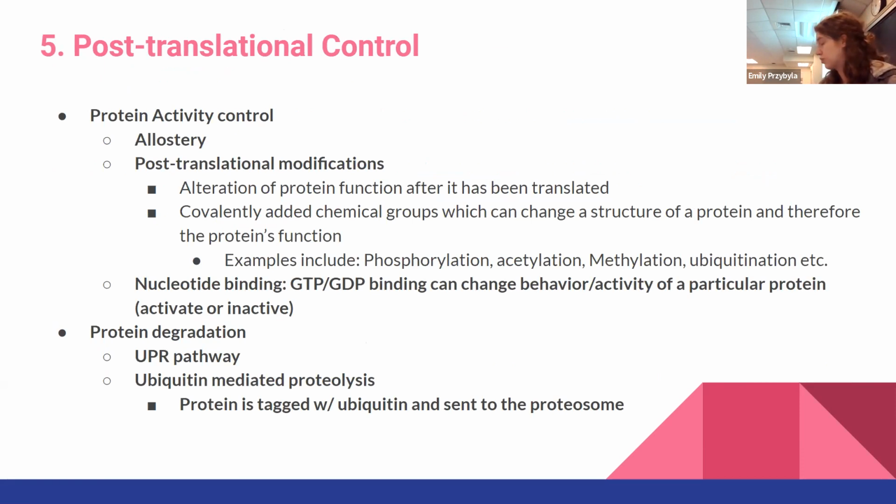And then we have some post-translational controls. So we have allostery, post-translational modifications, which are covalently adding or removing phosphates, acetyl groups, methyl groups. We can ubiquitinate, right, to have it degraded. And then nucleotide binding. So like we talk about GTP and GDP or ATP and ADP can change the behavior of certain proteins. Like GTP can activate and GDP can inactivate, like you saw in import and export. And then protein degradation, we have the UPR pathway and ubiquitin mediated proteolysis, where the protein is tagged with ubiquitin and sent to the proteasome.